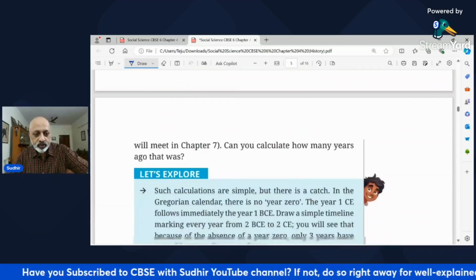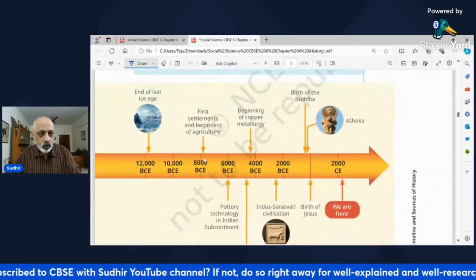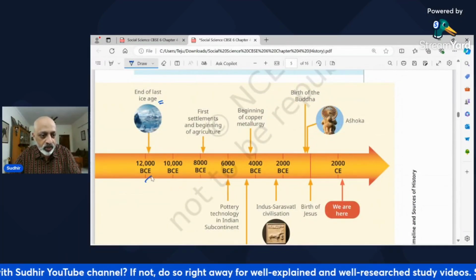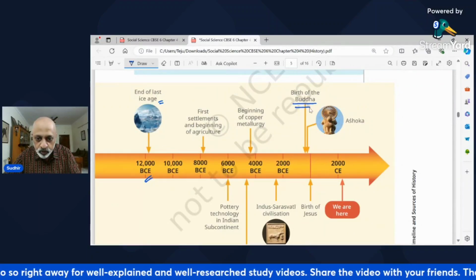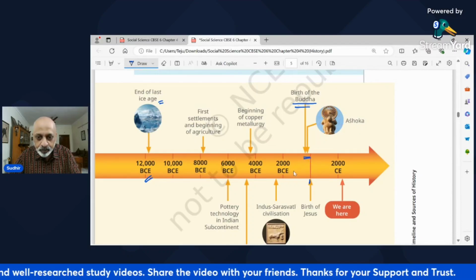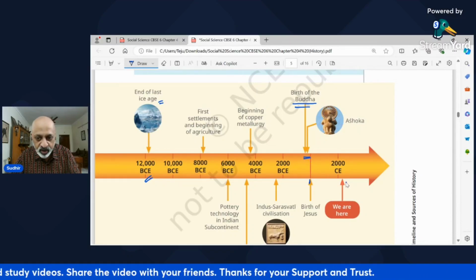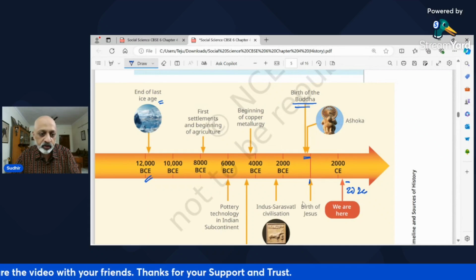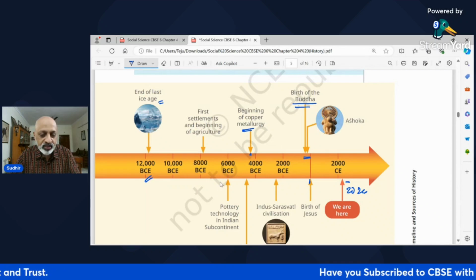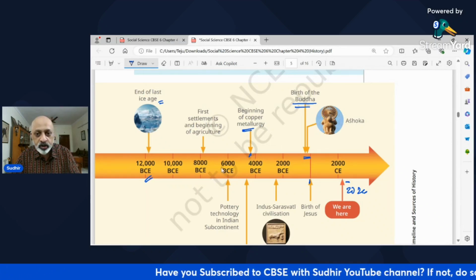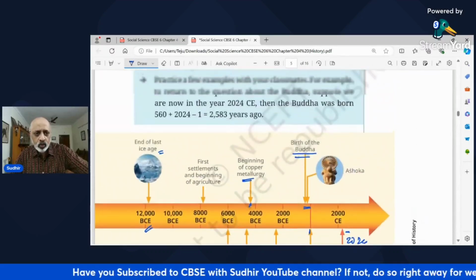Then you have the same chart continuing here. You have the end of the Ice Age around 12,000 years before Christ. Then you have here the birth of Buddha, and then this is the birth of Jesus. So there is a gap of 560 years, and we are here in 2024. Okay, so the beginning of copper metallurgy is around this stage, which would be around 4,400 years before Christ. So that's how it happens.